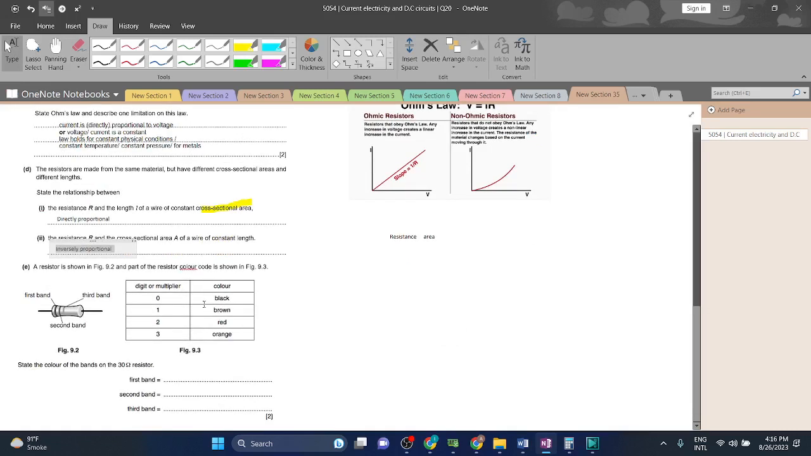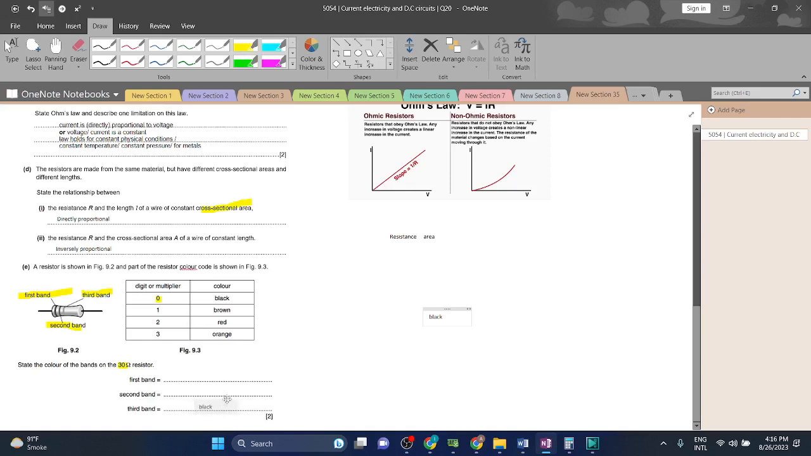आगे चलते हैं. A resistor is shown in figure 9.2 and part of the resistor color code is shown in figure 9.3. State the color of the band in the 30 ohm resistor. So basically the first band will represent the digit, the second band will represent the digit, therefore there are two digits, and the third band will represent what the multiplier is. So the multiplier, as we already know, is 0, because in order to get 30, we will have to do 30 into 10 raised to the power of 0. So that is 0. और 0 के साथ कौन सा number associated है? It is black. So the third one is black.